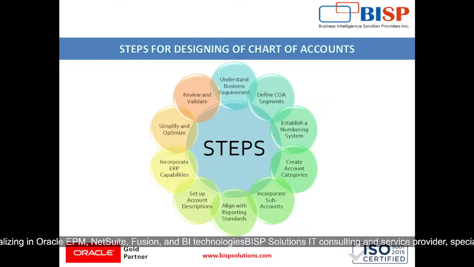Then we will be defining CoA segments, which means we will be determining the primary segments for our CoA, such as account types, which involves assets, liabilities, equity, revenue, expenditure, like that. Then department or cost center, for tracking departmental performance. Then location for regional or global operations. Then comes our project or program, where if project accounting is required it should be mentioned. Then product or service line for revenue or cost analysis by product.